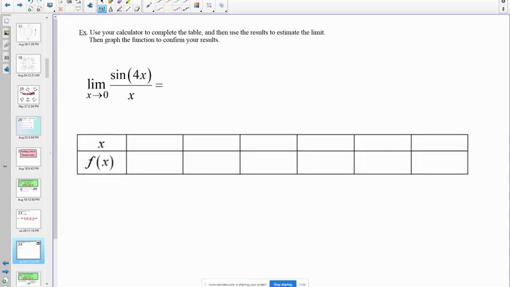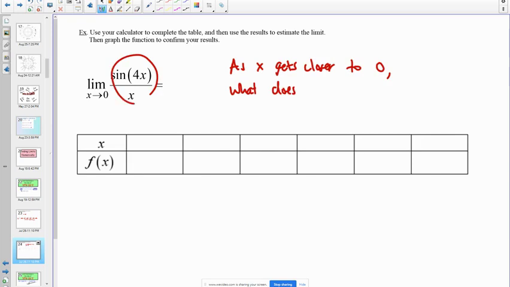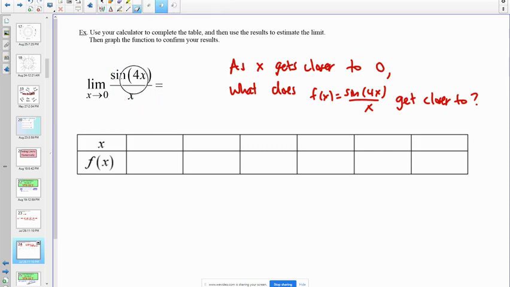Let's do another problem. Here's a problem. If I graph this function, as x gets closer and closer to 0, what does y, what does this function, f of x equals sine of 4x over x, get closer to? And that's verbally how we're interpreting limits. And the answer to this question is the answer to this limit.